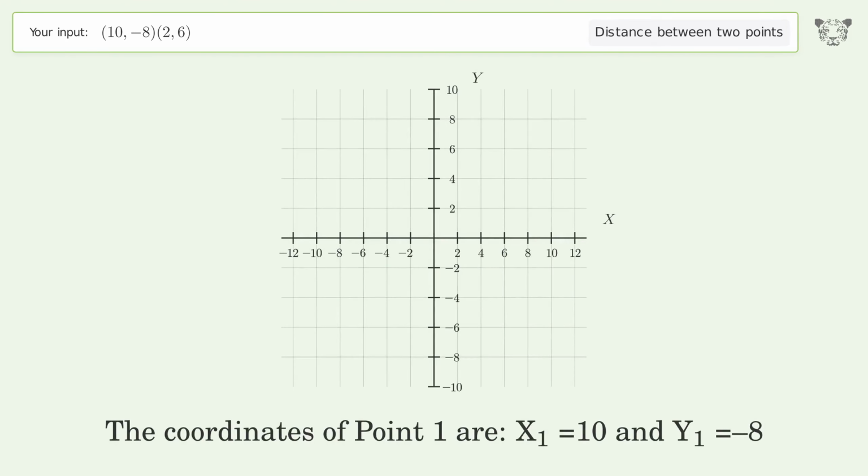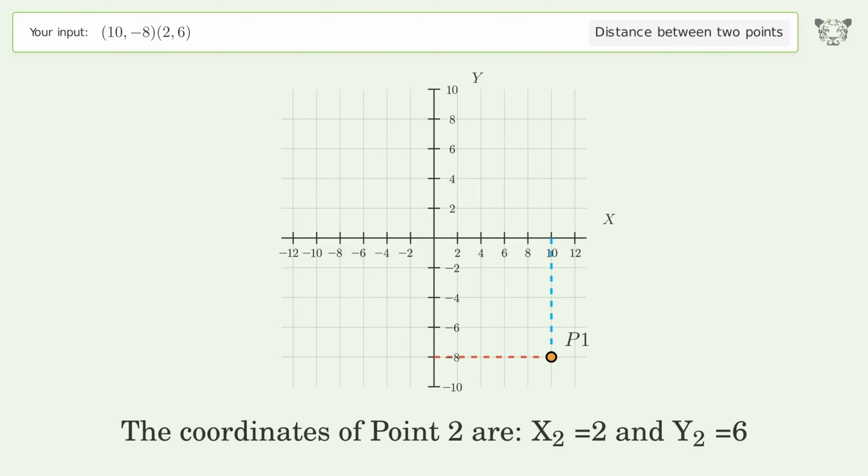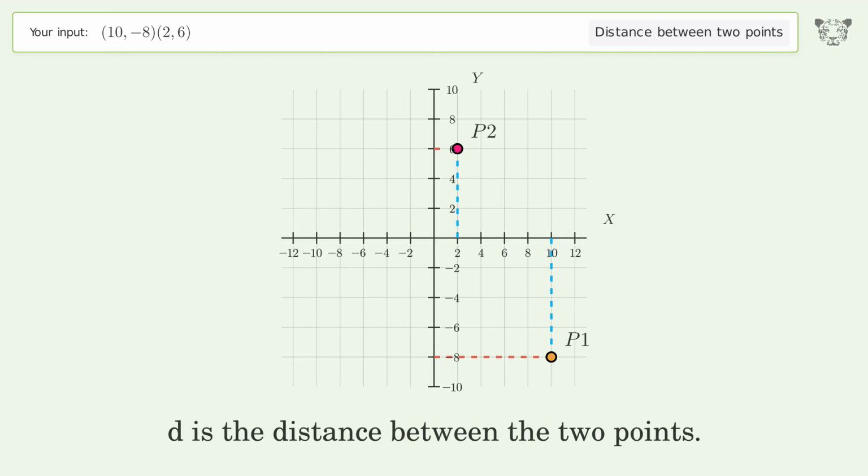The coordinates of point 1 are x1 equals 10 and y1 equals -8. The coordinates of point 2 are x2 equals 2 and y2 equals 6. D is the distance between the 2 points.